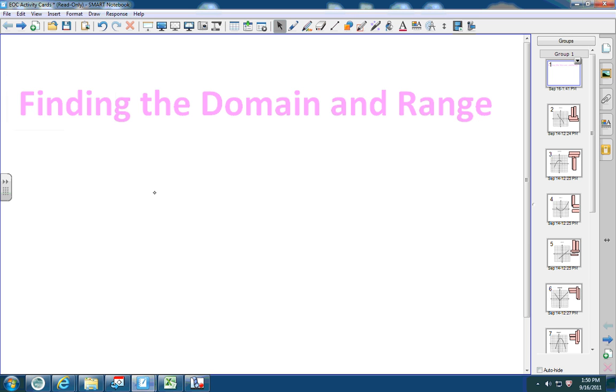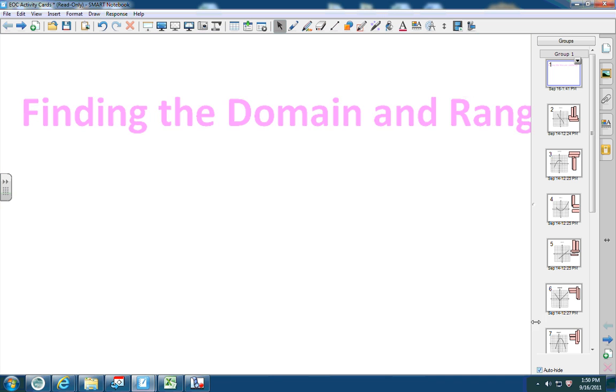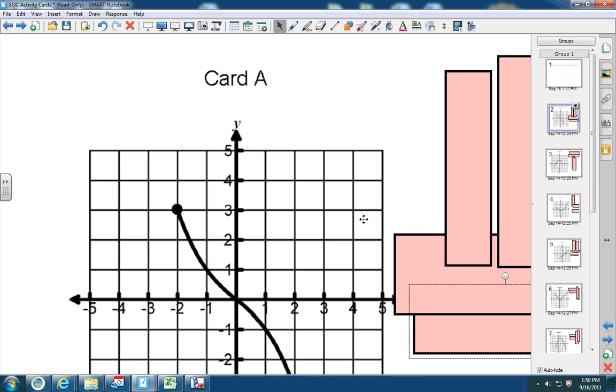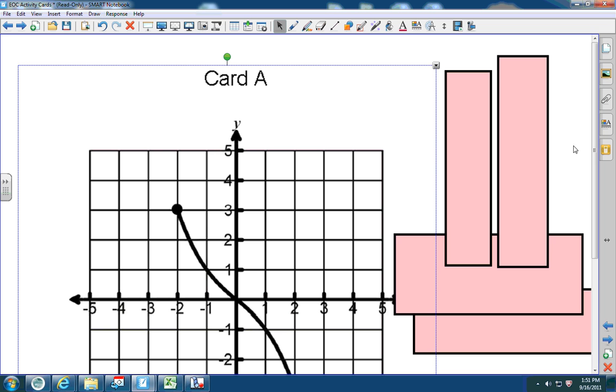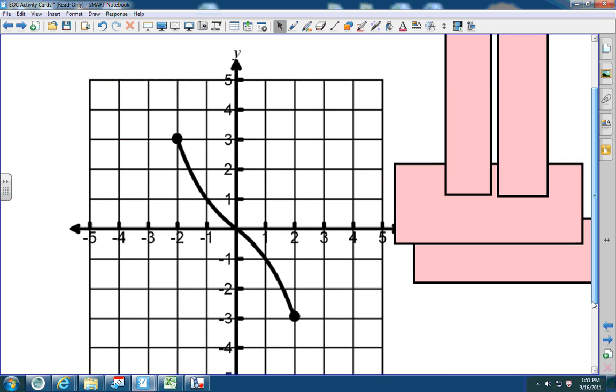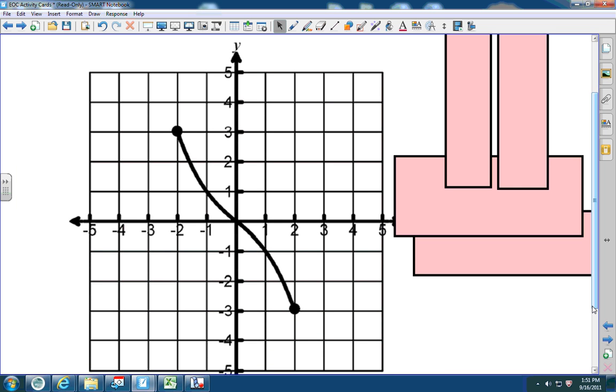In this video, we're going to be talking about finding domain and range from a graph. Let me hide this right here so that we can go on to the right ones. Okay, so right here, I have a graph, and it's a continuous graph, and it has two endpoints from one end to the other. Right here, they're closed dots.